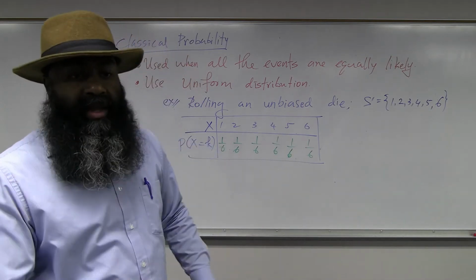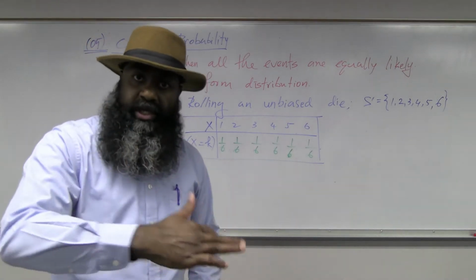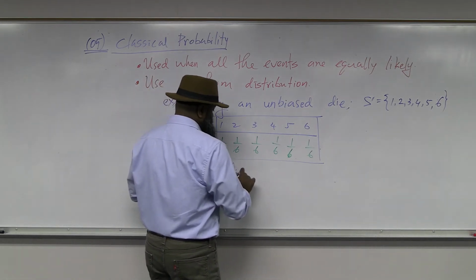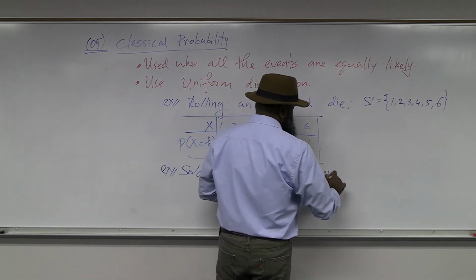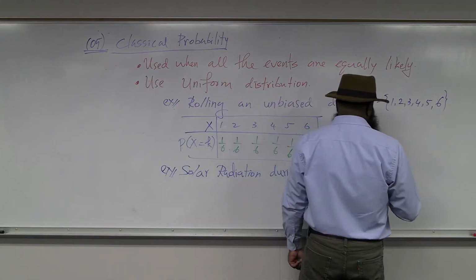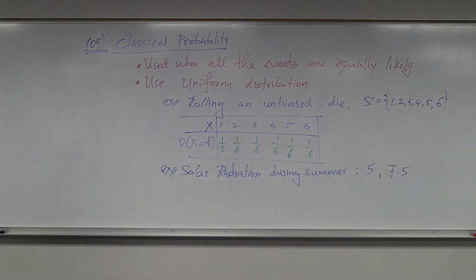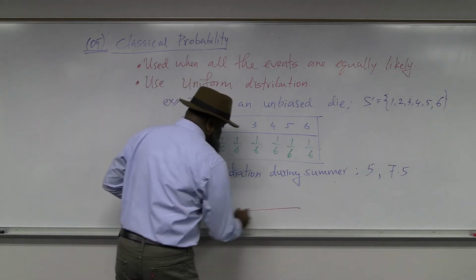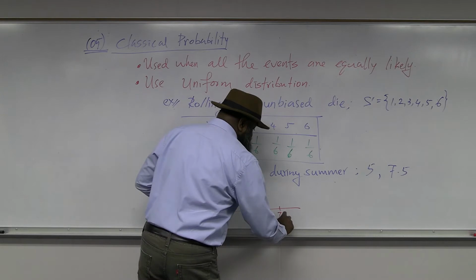Another example could be the solar radiation during summer times. That may follow a uniform distribution between two given values. Let's say this is between 5 and 7.5, in whatever units are used to measure the solar radiation. Now this is a continuous random variable. That means, now here's our distribution starting from 5 and going up to 7.5.